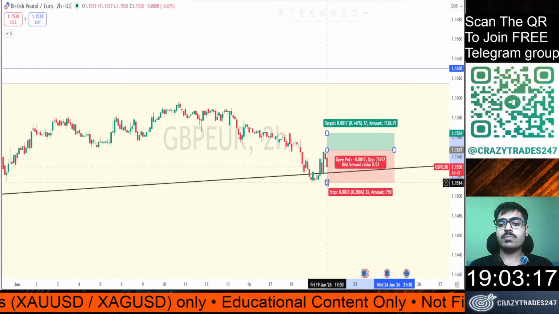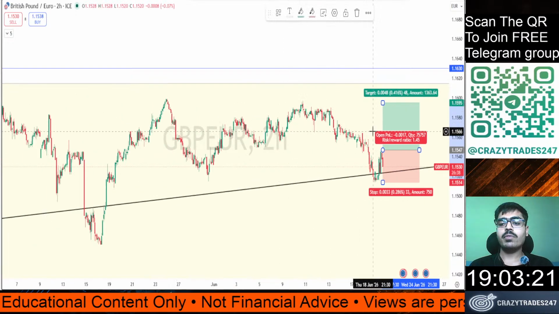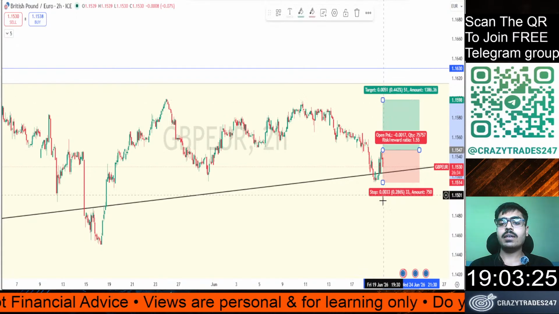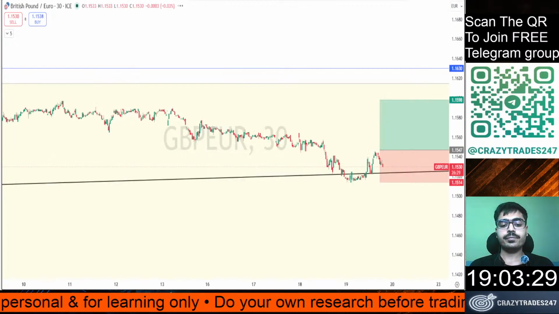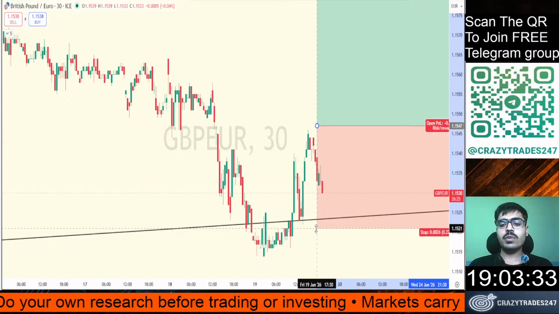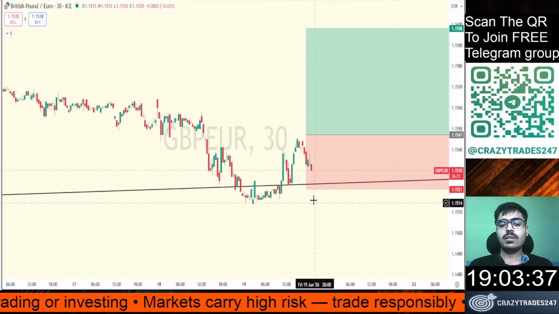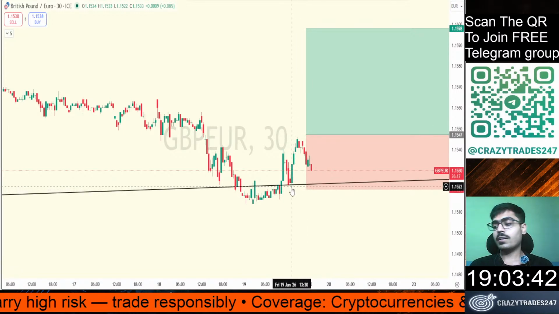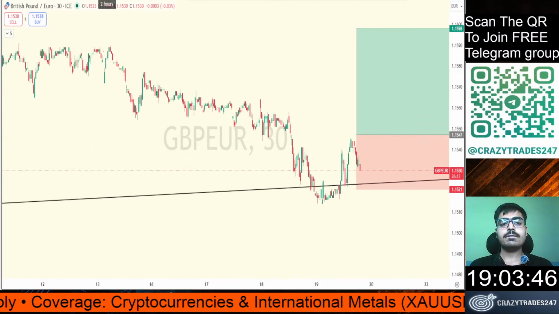The stop loss is below this low, and the target would be 1.1598. It's a 1.5 risk reward trade. And if you want, you can shorten its stop loss at this level. This is enough, this is more than enough in my view for a stop loss of this trade.